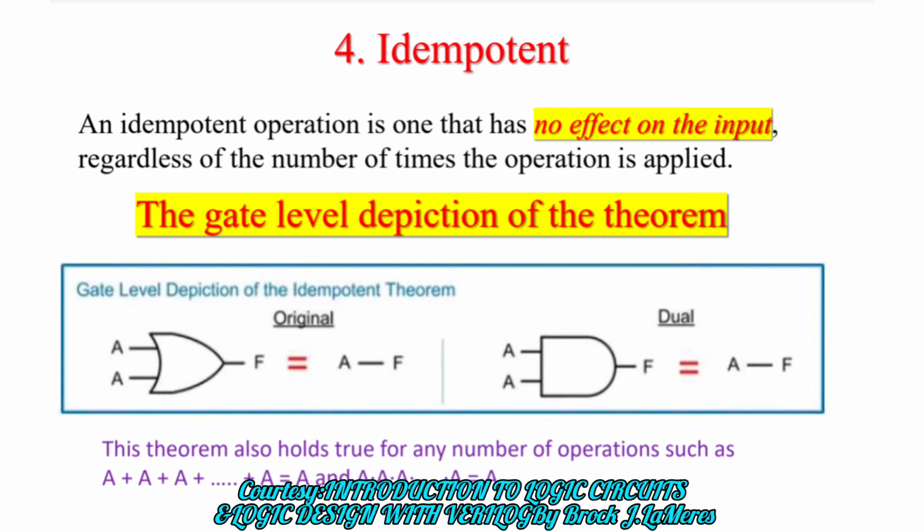Idempotent. An idempotent operation is one that has no effect on the input regardless of the number of times the operation is applied. For example, if we are ORing a many times, the result remains same as a. F will be equal to a. And if we are doing AND operation many times with the same variable a, then also the result will be a.